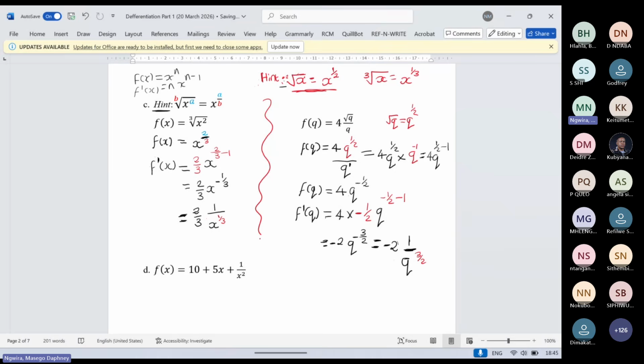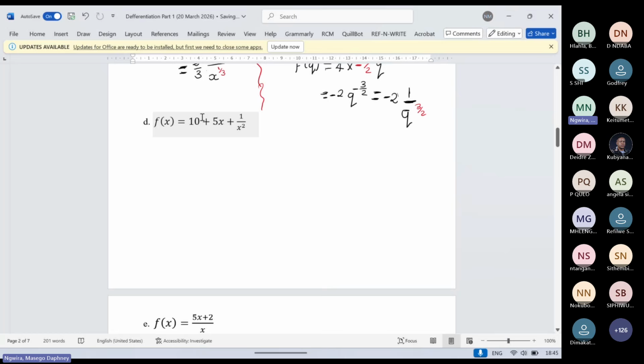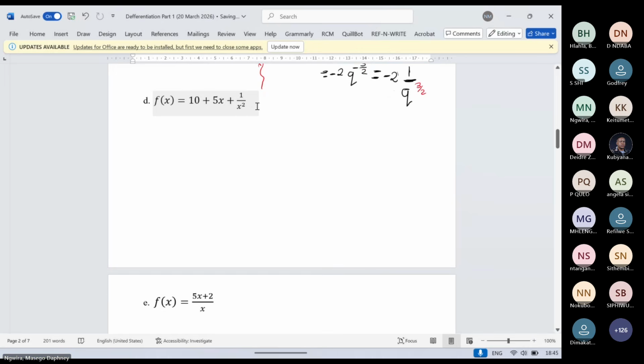So let's do number D, so that we see if we didn't get it. Now what am I doing at number D? I am combining all the functions. So I have 10, I have 5x, I have 1 over x to the power of 2. I'm combining the functions so that if you didn't get it, you can get it now. Now let's do it again. I said you cannot differentiate if you have something like this. Please change it first before we start differentiating.